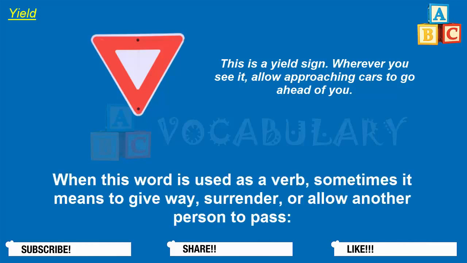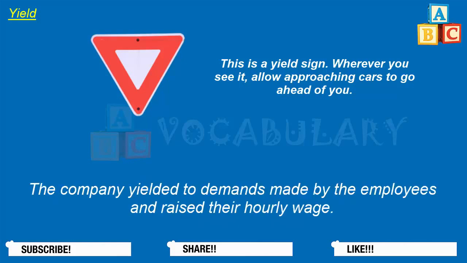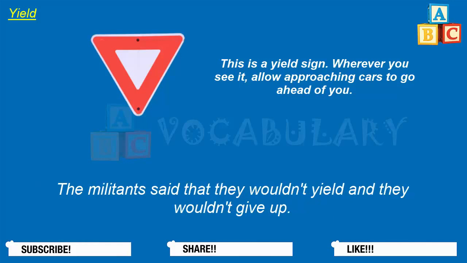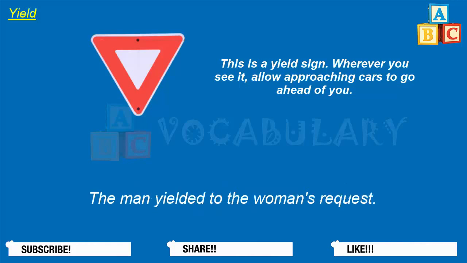When this word is used as a verb, sometimes it means to give way, surrender, or allow another person to pass. The company yielded to demands made by the employees and raised their hourly wage. The militants said that they wouldn't yield and they wouldn't give up. The man yielded to the woman's request.